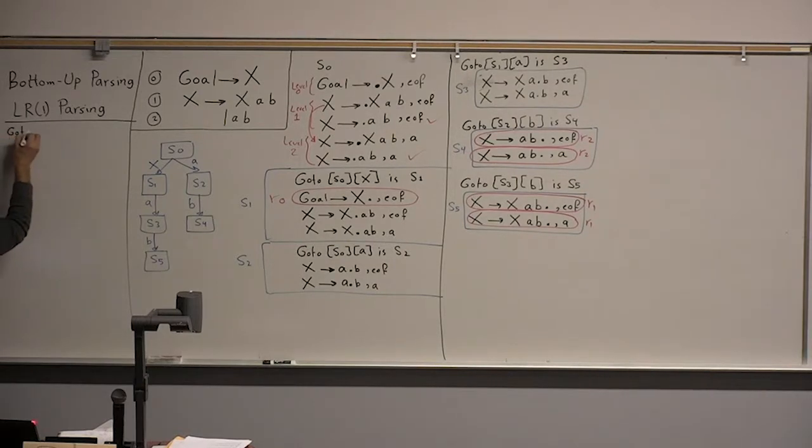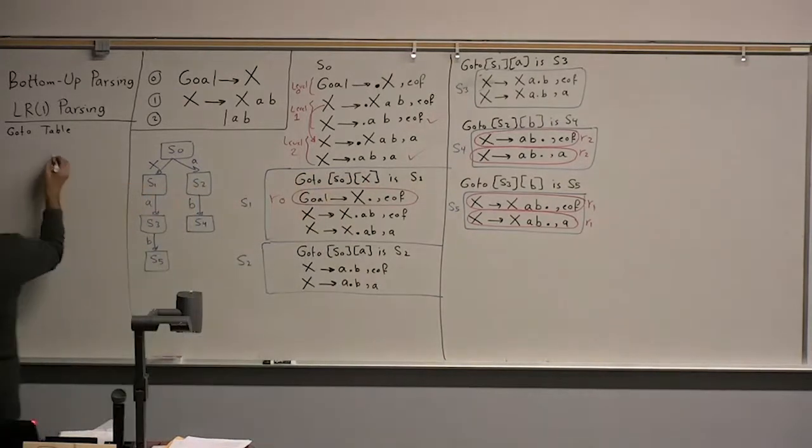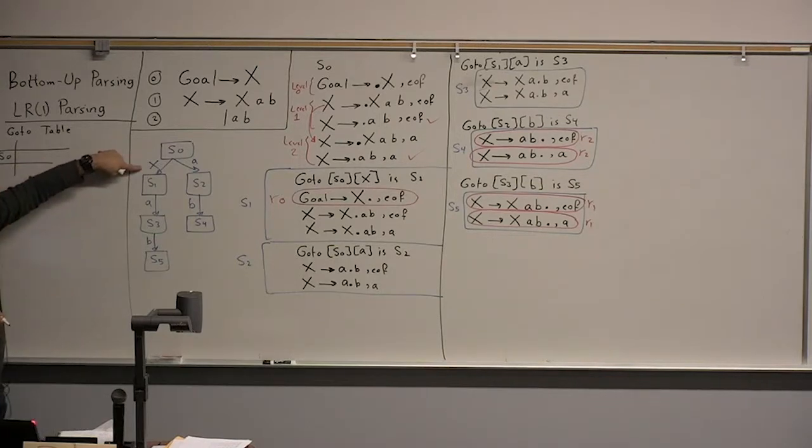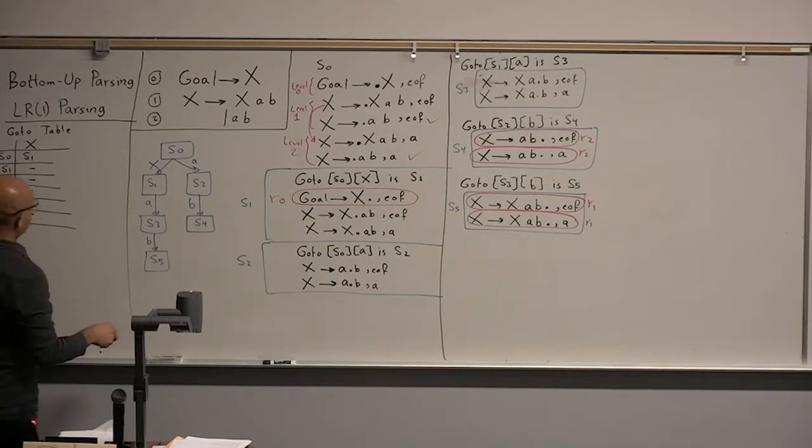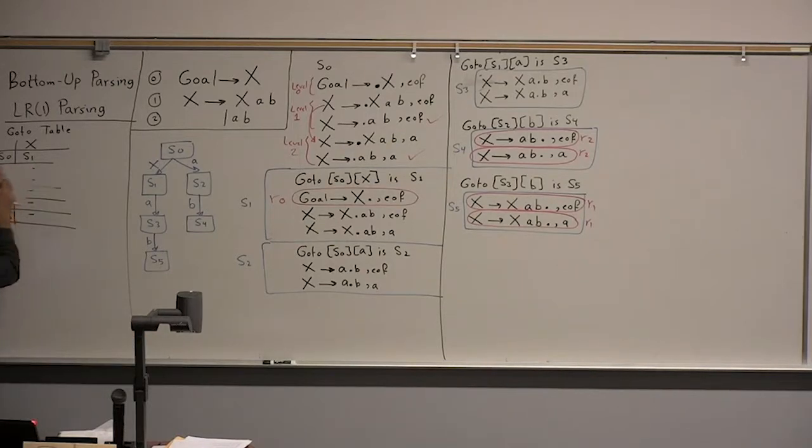And the go-to table here is very easy. The go-to table, remember, only includes non-terminals. So here, with S0, we go to the only non-terminal that causes a transition. It's easy. X causes a transition from S0 to S1. From any other state, S1, S2, S3, S4, S5, we transition to nothing.